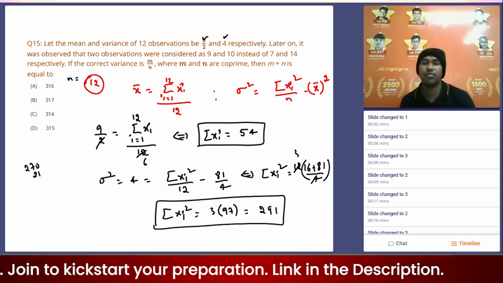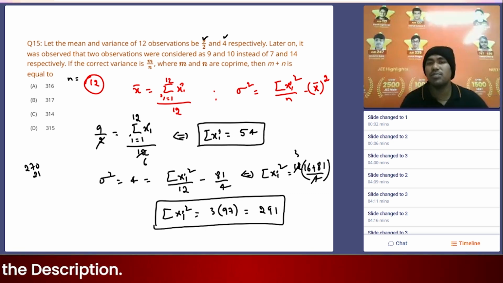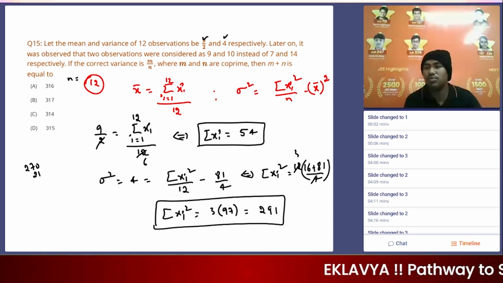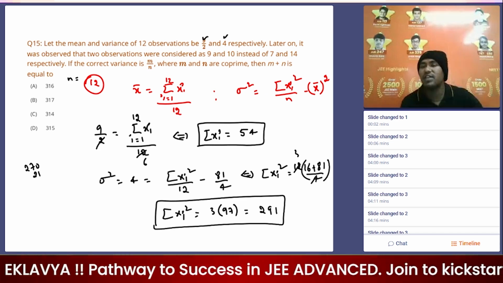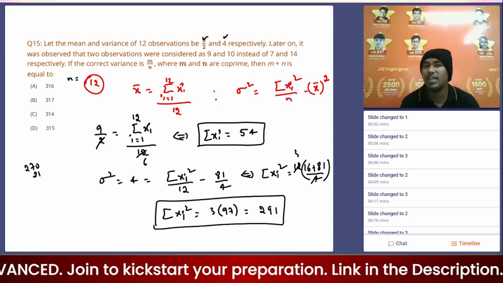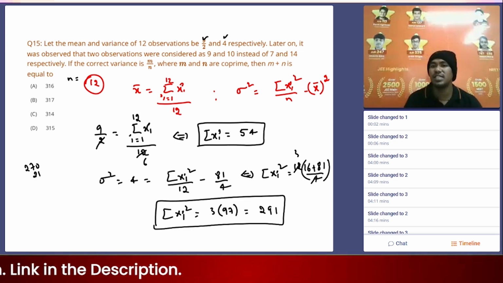54. Now what they mentioned later on: it was observed that 2 observations are considered as 9 and 10. Out of these 12, there are 2 observations we considered as 9 and 10 instead of 7 and 14, that means we have wrongly taken them, right? So if the correct variance is m by n, and m and n are co-primes, then what is the m plus n value they are asking?